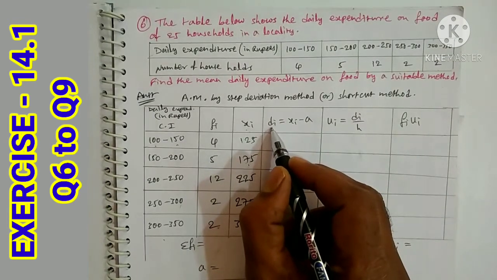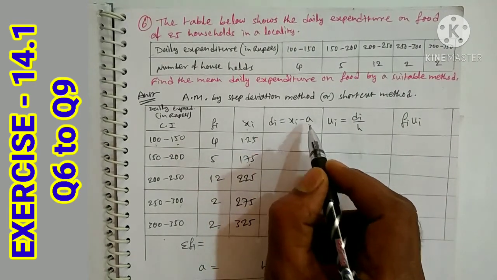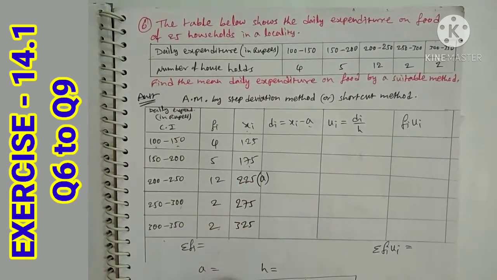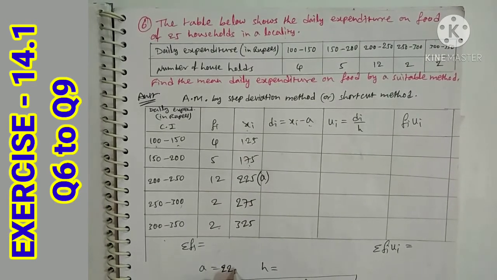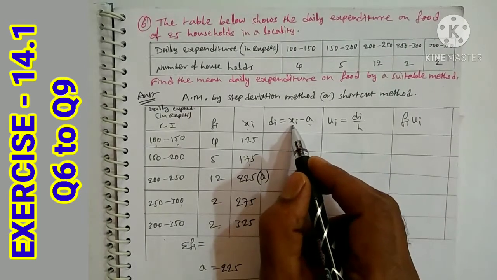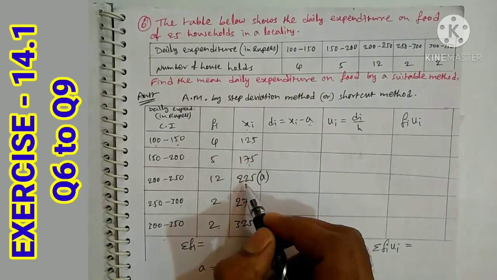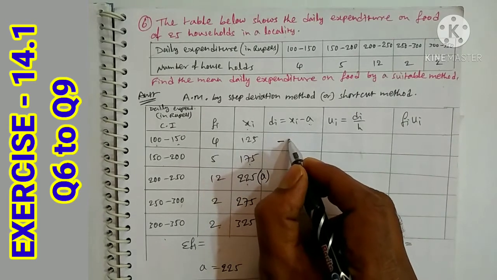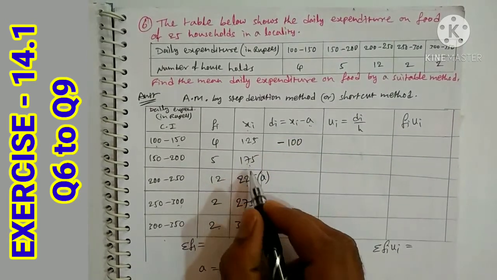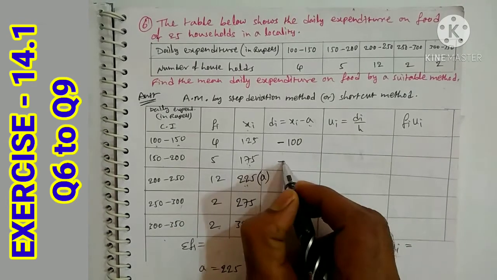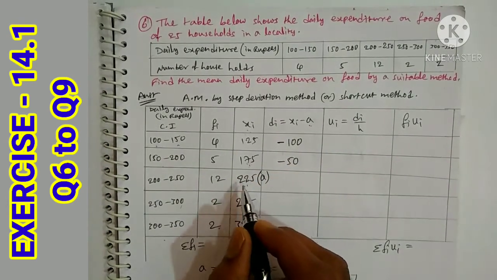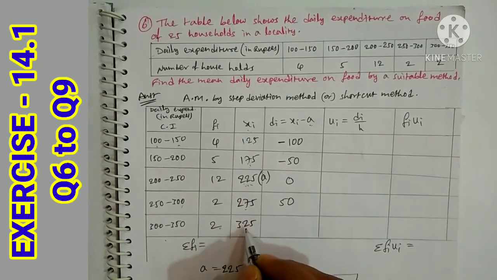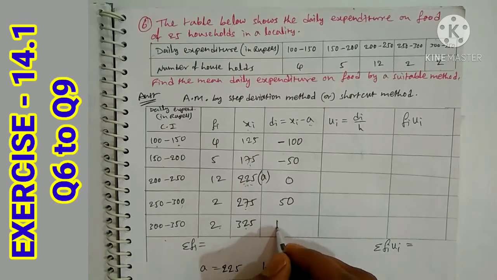Now the deviation di is equal to xi minus a, where a is the assumed value. Any one value can be selected. I am selecting a equal to 225. So di is xi minus a. 125 minus 225 is minus 100. 175 minus 225 is minus 50. 225 minus 225 is 0. 275 minus 225 is 50. 325 minus 225 is 100.